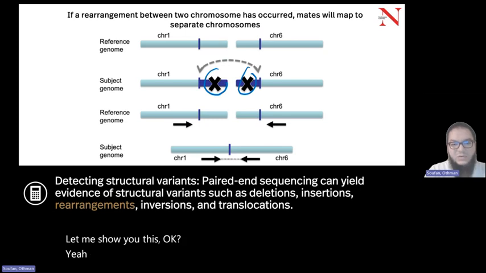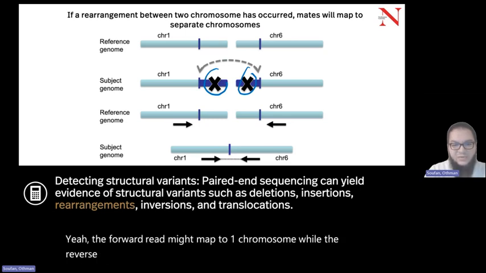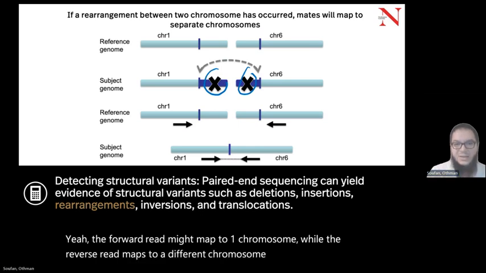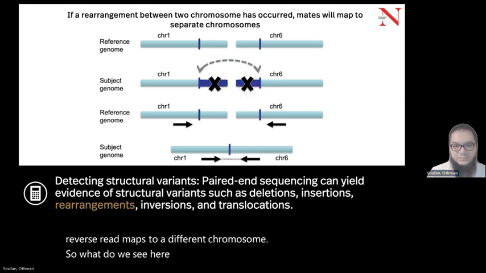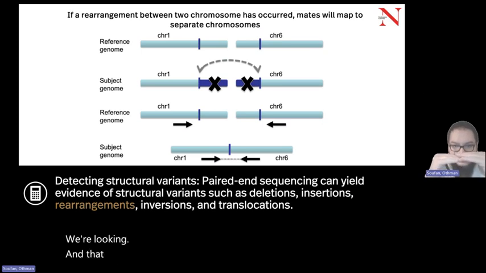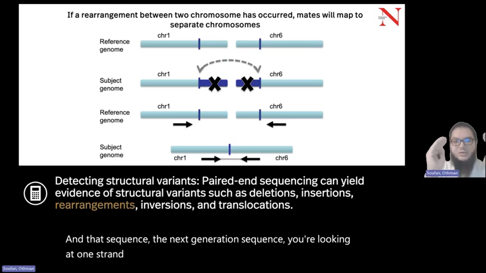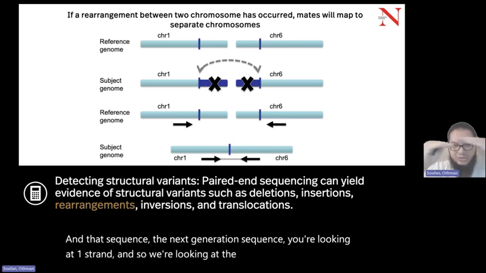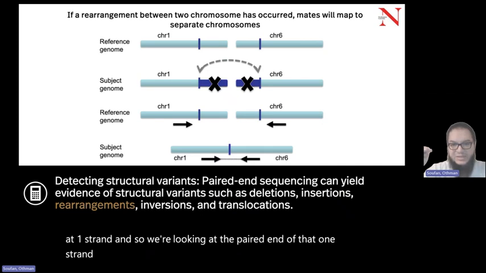Yeah, the forward read might map to one chromosome while the reverse read maps to a different chromosome. So what do we see here? Well, let me explain this. In the next generation sequence, you're looking at one strand, and so we're looking at the paired end of that one strand. Now what happens here?